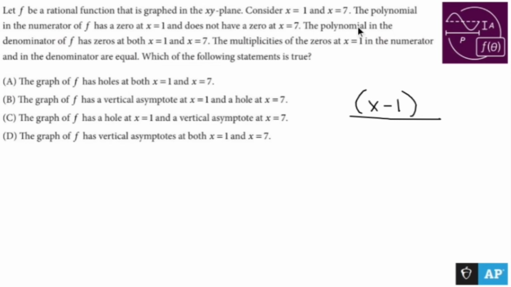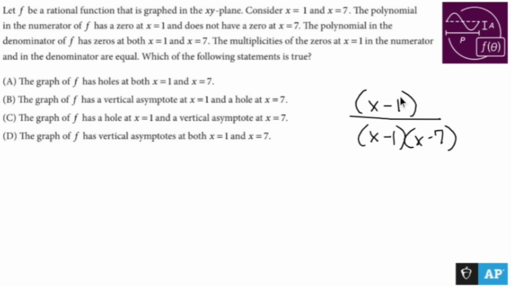Very good. The polynomial in the denominator of f has zeros at both x equals 1, so x minus 1, and x equals 7, so x minus 7. The multiplicities of the zeros at 1 in the numerator and in the denominator are equal.